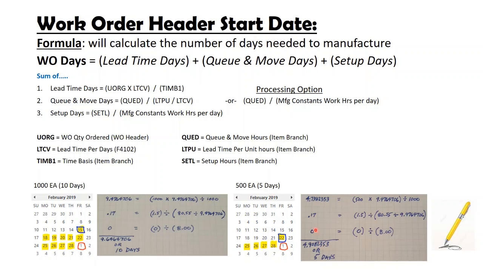So adding up the lead time days, queue and move days, and setup days gets me 4.9082353, or when rounding up 5 days. If it's due on the 1st, count back 5 days. 1, 2, 3, 4, 5. This would be shop days on the work order header. I now have a start date that we can plan to.